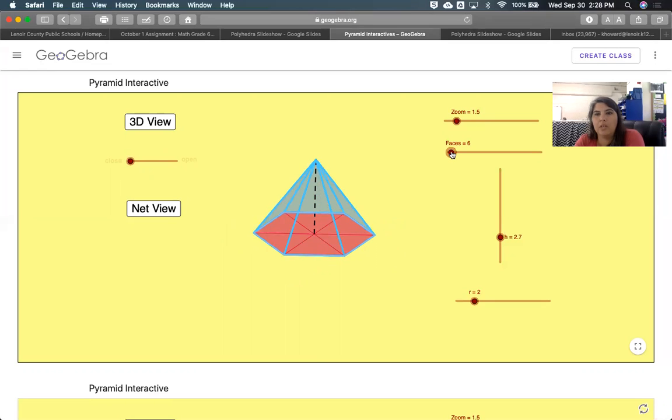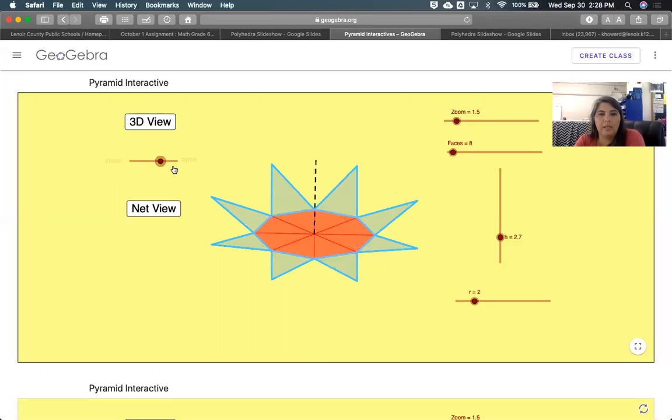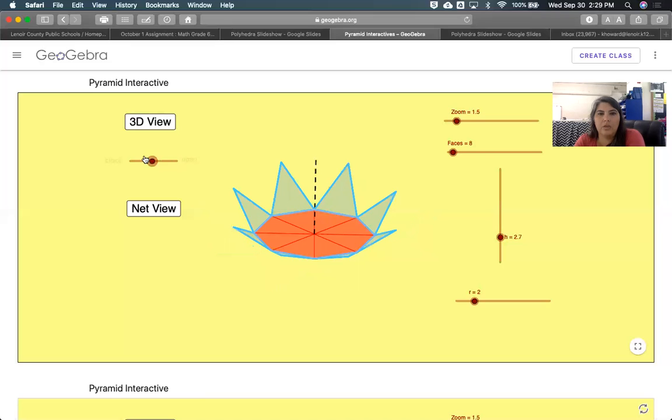Oh, look, I can change it. Here's an octagonal pyramid. So when we open, we can see we have an octagon base, and each of the faces are triangles that come together at a point, at a vertex, to create a pyramid.